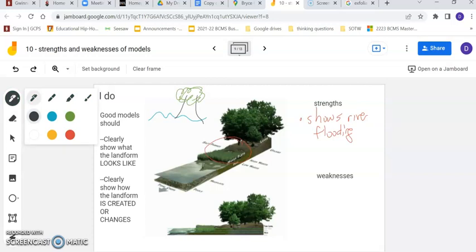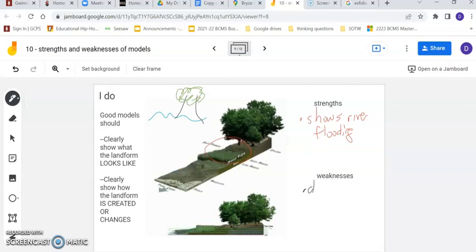That's my favorite thing that jumps out to me as I see it. A couple of things I don't see. One is I don't see deposition. In any good landform model, I'm going to want to see the weathering and erosion, or I'm going to want to see the deposition that creates it.